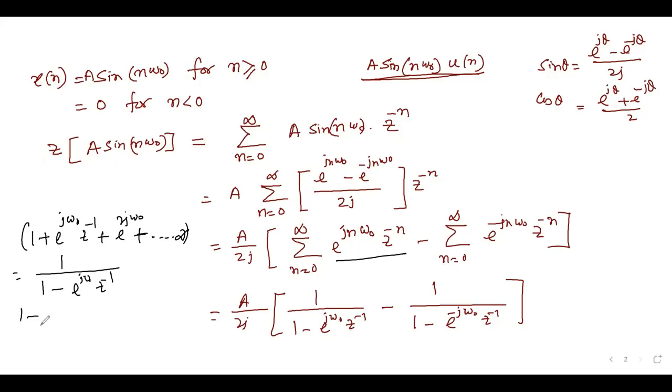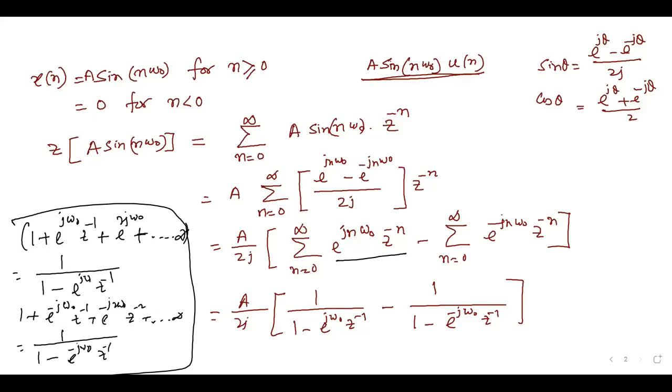So you expand this: 1 plus e to the power minus j omega 0 z to the power minus 1 plus e to the power minus j 2 omega 0 z to the power minus 2, up to infinity. So what will be the sum? The first term is 1, and it is 1 by 1 minus the common ratio, e to the power minus j omega 0 z to the power minus 1. I have written this sum again. So only one formula is needed. Okay, now you do the LCM.